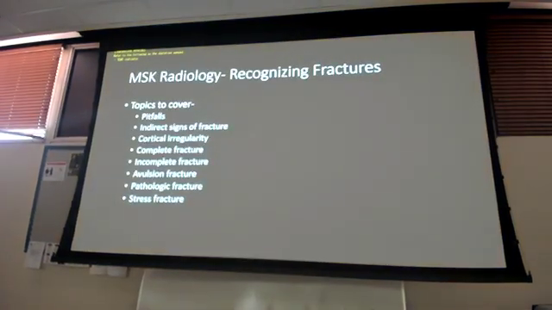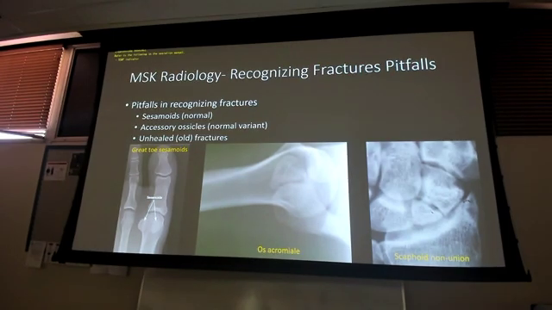There we go. Now we're going to start recognizing fractures and things to avoid when trying to find fractures. And we're going to talk about how to describe all these things. Things we want to avoid: normal variance. One of them y'all already picked out. Sesamoids. Right? Sesamoids are not fractures. Okay? So watch out for those.